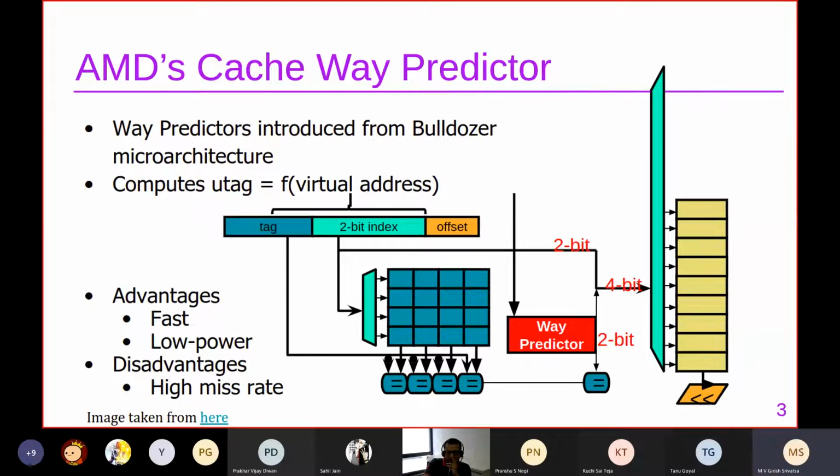Most modern AMD architectures include way predictors, and they do this by holding an additional structure where something called a mu tag is stored for each cache line, and this mu tag is computed using an unknown hash function of the virtual address.